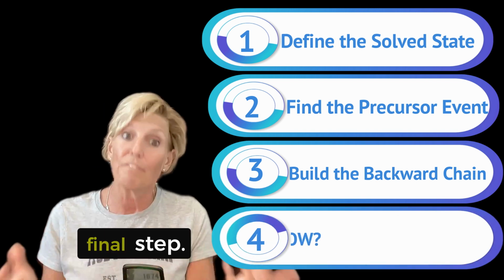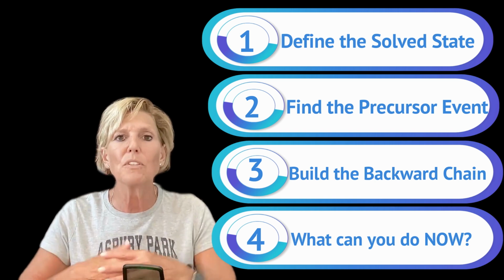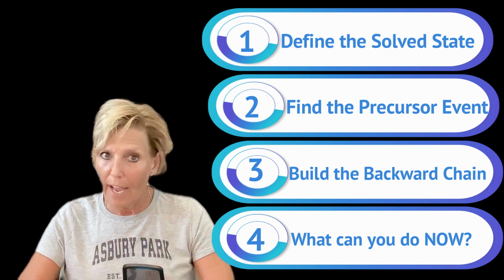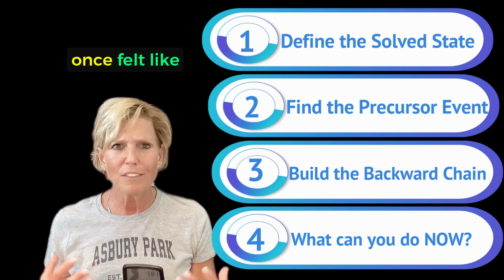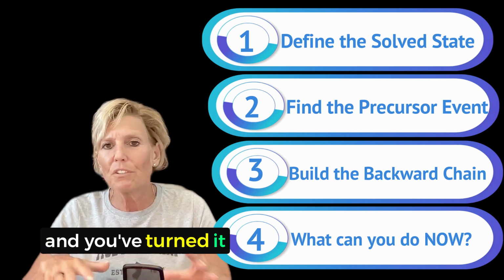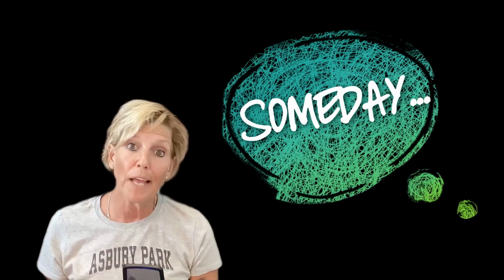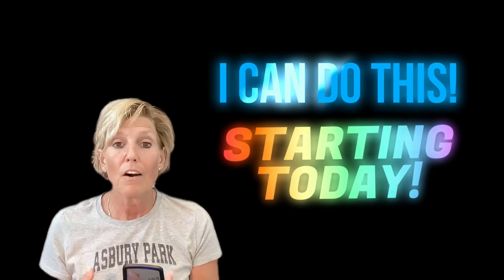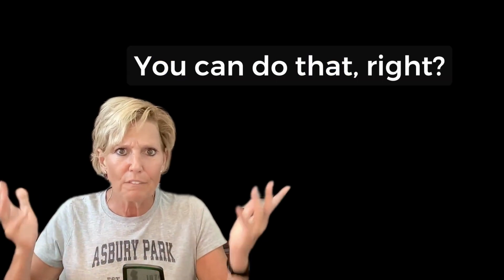That leads you to the final step. At the bottom of your backward chain will be your most immediate, manageable action. By working backward, you've taken what once felt like a massive, impossible project, and you've turned it into a clear sequence of totally doable steps. So you're not stuck at someday I'll write a book. Instead you're at today. I start by opening a document and writing one idea. You can do that, right?